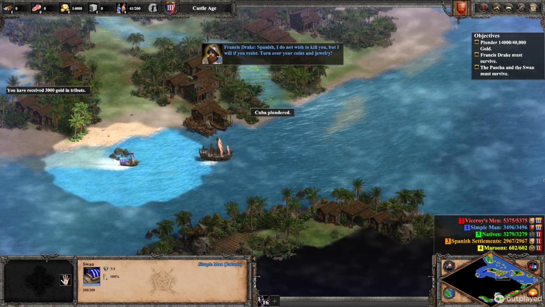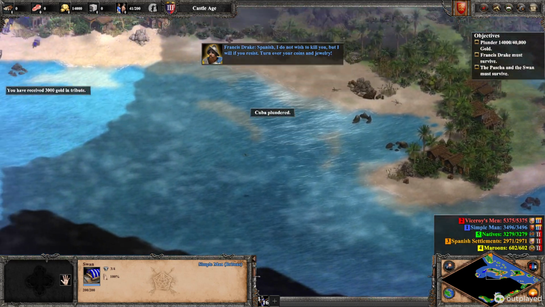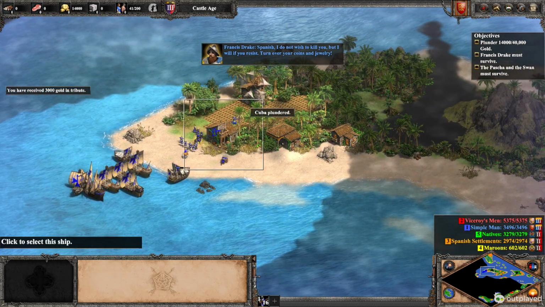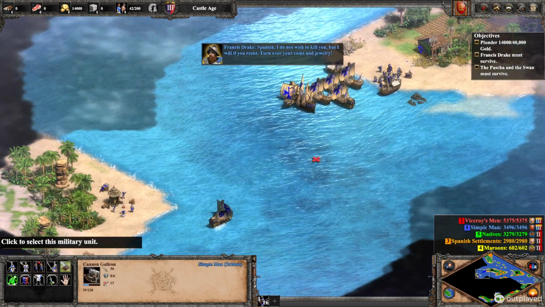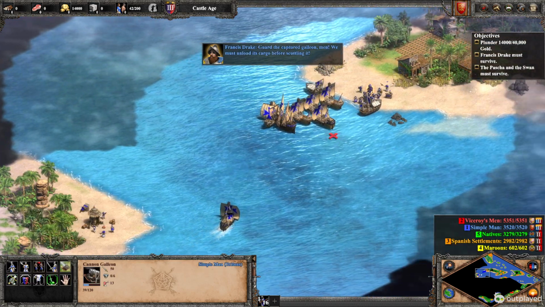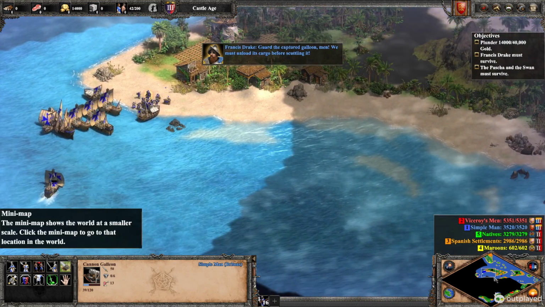Spanish! I do not wish to kill you, but I will if you resist. Turn over your coins and jewelry. Guard the captured galleon, men. We must unload its cargo before scuttling it.